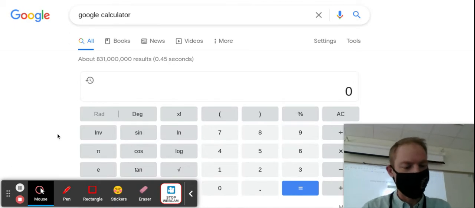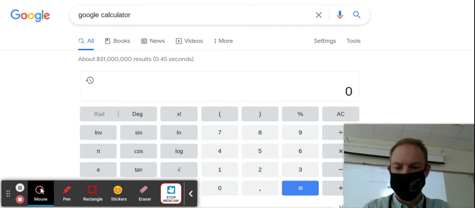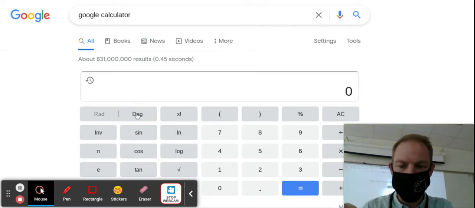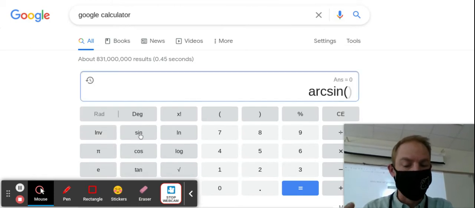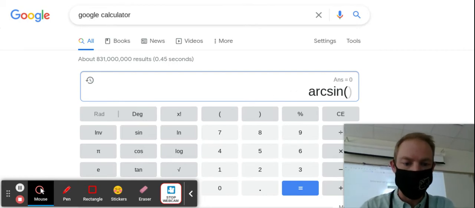So theta equals inverse sine of 1/2. Make sure degree is printed in black. That tells you that your answer will be in degrees. On the Google Calculator, you've got to press this inverse button first. Notice sine, cosine, and tangent all change to their inverses. When you press sine to the -1, you're going to get arc sine. Arc sine is the other way to write inverse sine.